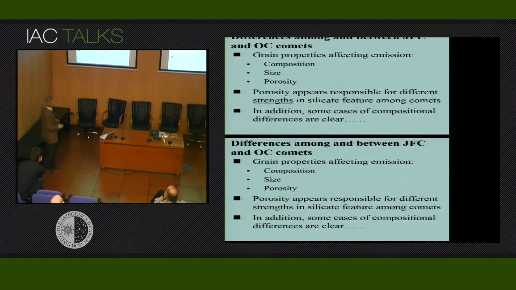The strongest emission features among Jupiter family comets are about equal to or a little bit less than the new comets and the Oort-Cloud comets. But we think that this is not due to a difference in composition, but a difference in porosity. But there are compositional differences that are very clear and also very interesting, so let me spend a little bit of time on that. So, yes, please.